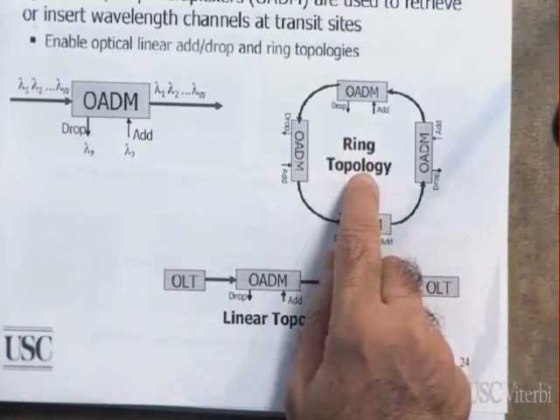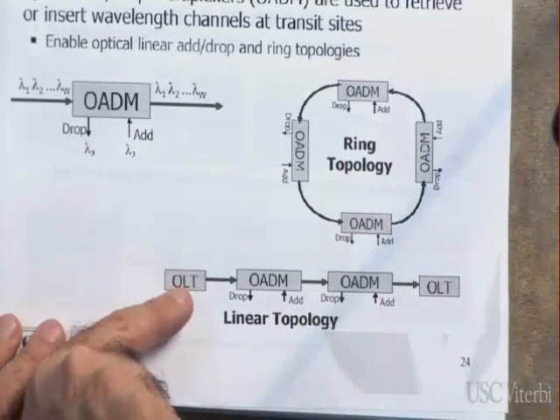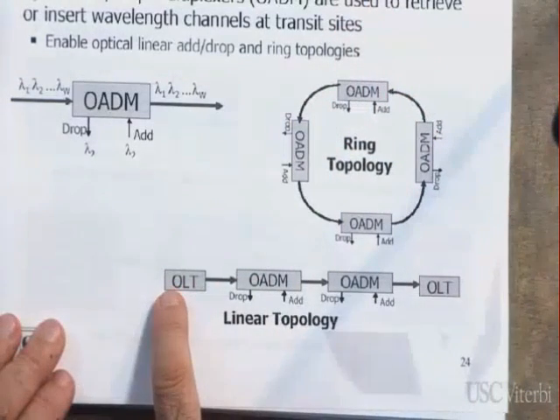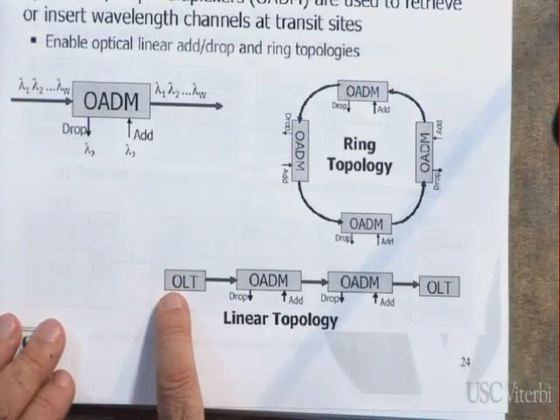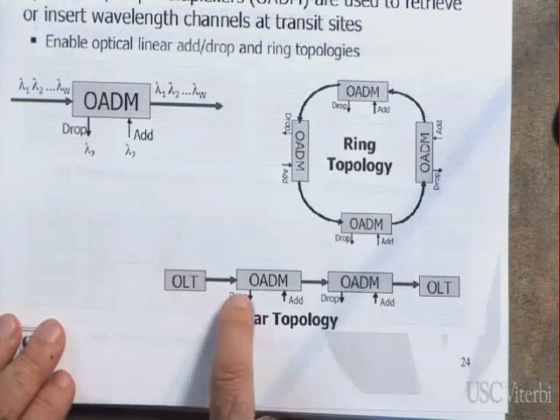This is called a ring topology. This is called a linear topology. Linear means on a straight path. This one is on a ring. So what do I have here? OLT stands for optical line terminator. It goes through what?